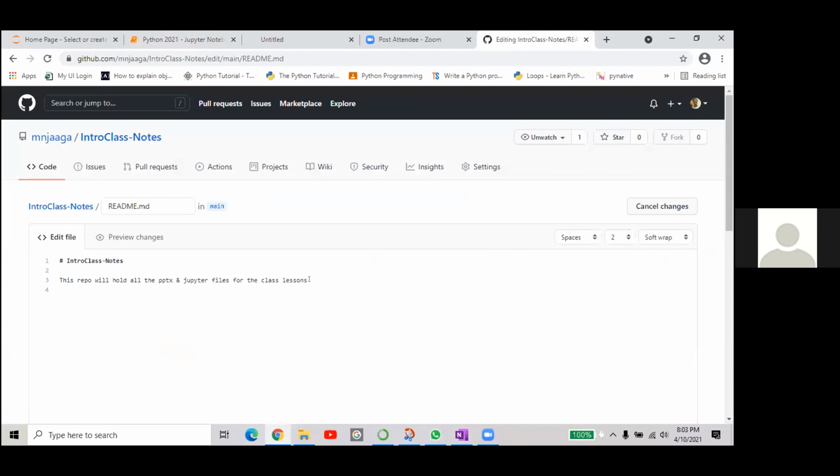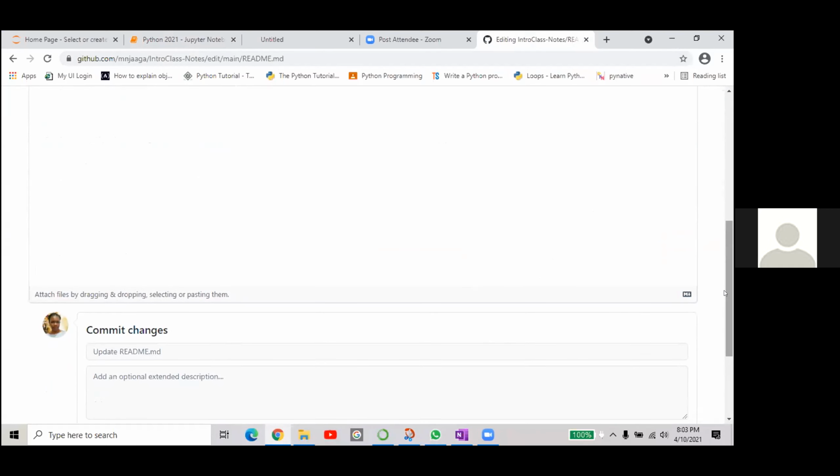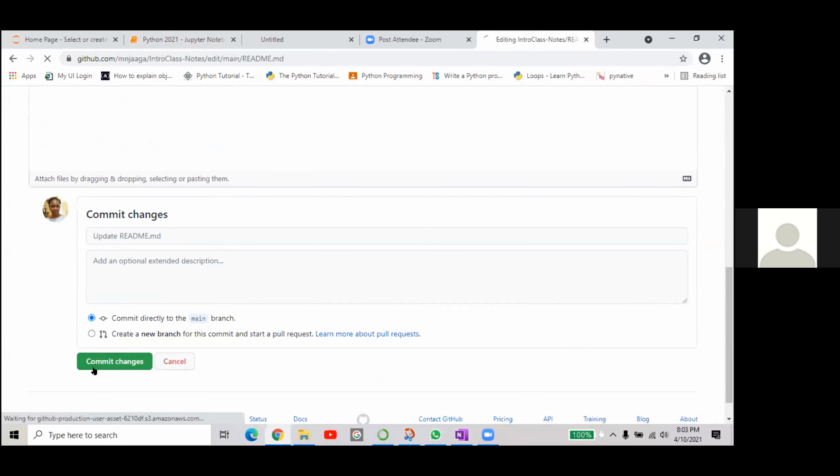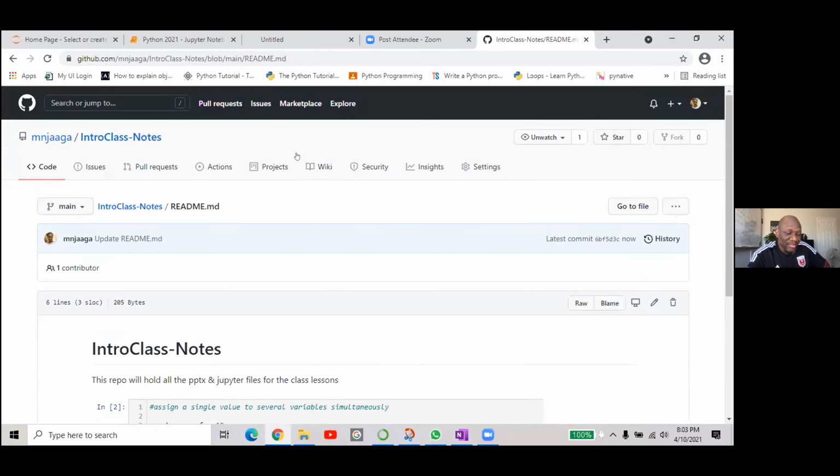Those who are familiar with HTML, you can go in and put the code, but because I like the easy way, I just paste it there. And always make sure to commit changes. And guess what? Here it is. So when you send, how beautiful is that? That's beautiful, right?